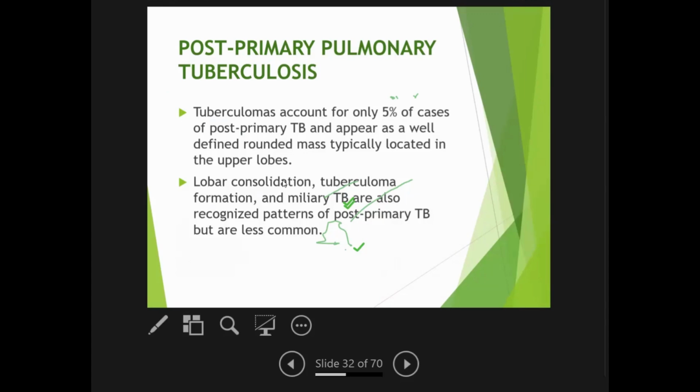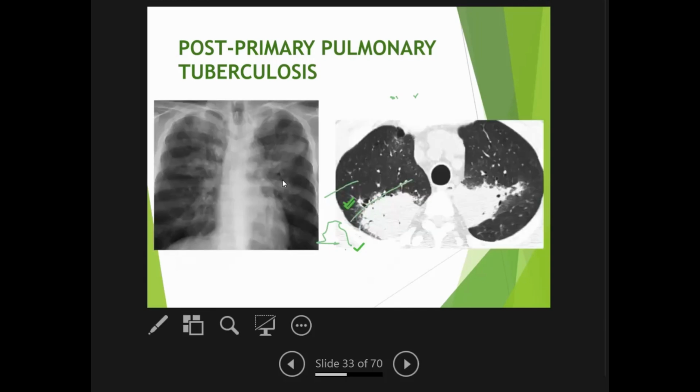So the tuberculoma is rare in secondary TB, only accounting for about 5% in comparison to primary tuberculosis. But lobar consolidation, tuberculoma, and miliary TB have also been reported in secondary TB, but they are rare. They are not the more common form like in primary TB. So consolidation and tuberculoma are rare in secondary TB. So these are uncommon cases.